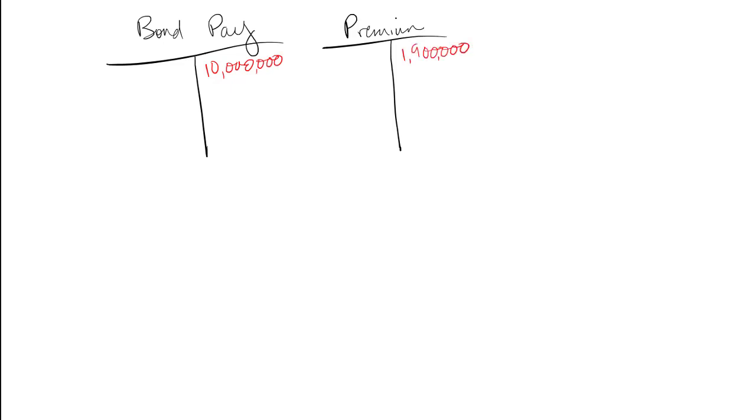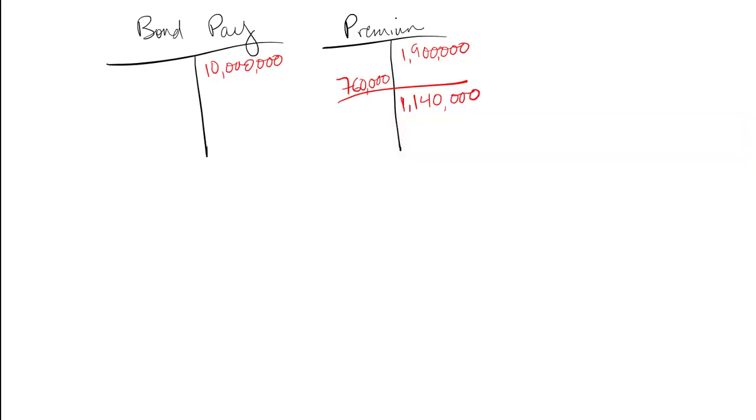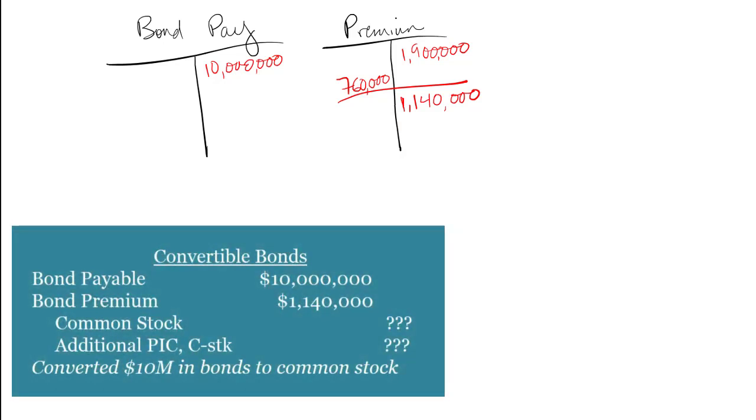I haven't done anything with the bond payable yet because I don't make any payments on a bond until the very end when I make that lump sum payment. But I have amortized away $760,000 of this premium. So as of now, 1.9 minus the 760, I've got 1,140,000 in this premium account. Now, if all of these bonds were converting, I would debit bond payable for 10 million, I would debit premium for 1.14 million, but they're not all converting. Only some of them are converting.